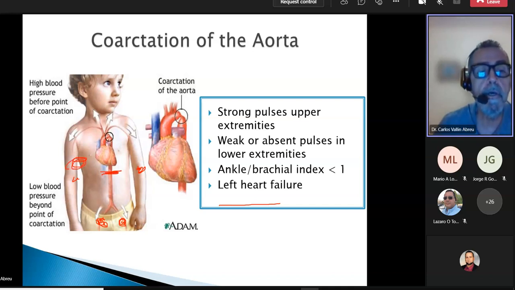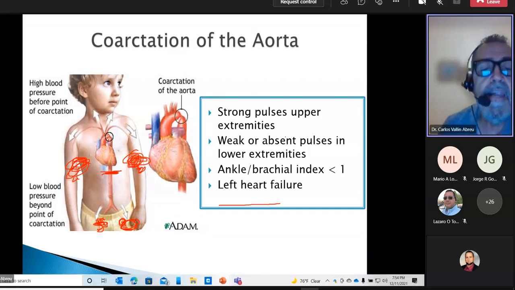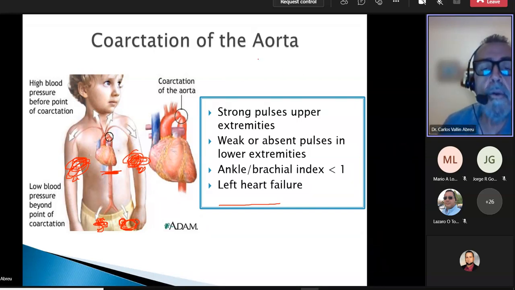So the amount of blood and the pressure here is okay. The amount of blood and the pressure here is decreased. What is the consequence of leaving this narrowing without correction, because it's surgically easily corrected? What is the consequence of leaving this narrowing here?